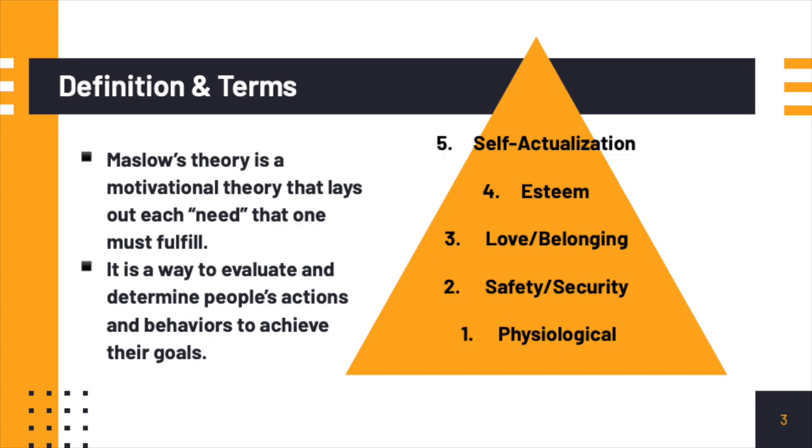So let's define Maslow's theory. Maslow's theory is an approach in understanding motivation. Created by a famous psychologist named Abraham Maslow, his theory lays out each need that one must fulfill. It is broken down into a pyramid. It looks just like the one on this slide. The needs have to be fulfilled in a specific order, starting from the bottom to the very top, with physiological, safety, love and belonging, esteem, and finally with self-actualization.